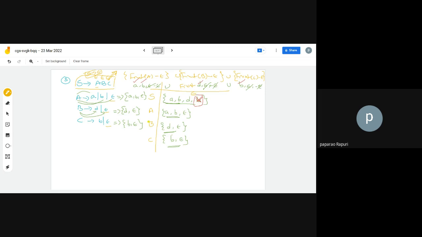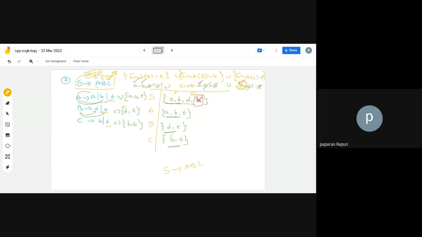Please correct it. I forgot to explain this in the previous example. Here S is deriving A, B, C. In that case, we have taken first of A minus epsilon, first of B minus epsilon, union first of C minus epsilon. From that we got small a, small b, small d, and small b. No need to write small b again and again, so I have removed one b, leaving small a, small b, small d.